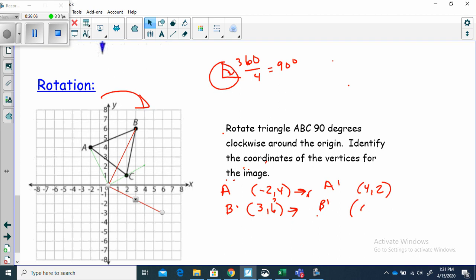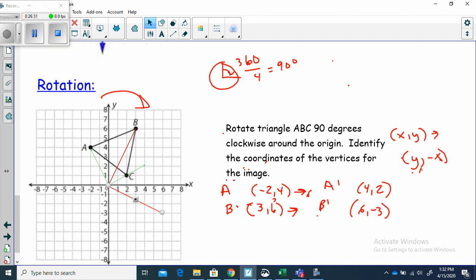Yep, 6, -3. And wouldn't that give us an idea where our third point would be? Let's look and see what we've done. We start with our x, y and what's happening. We went from -2, 4 to 4, -2. So we swapped those around. We went from x, y to y, and the opposite of x.